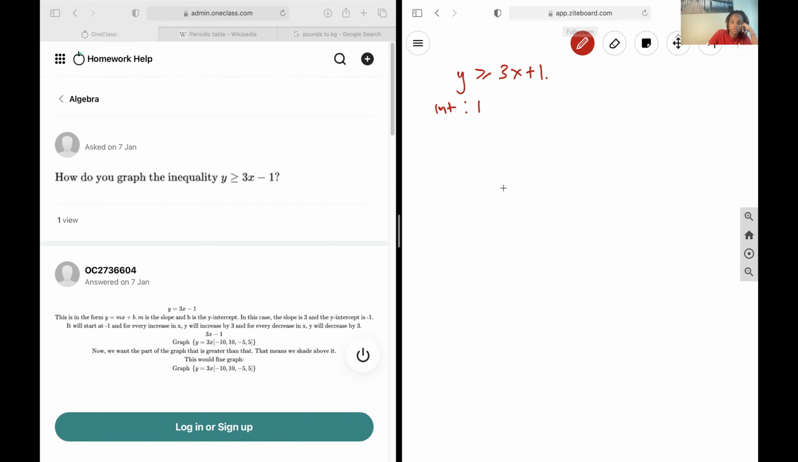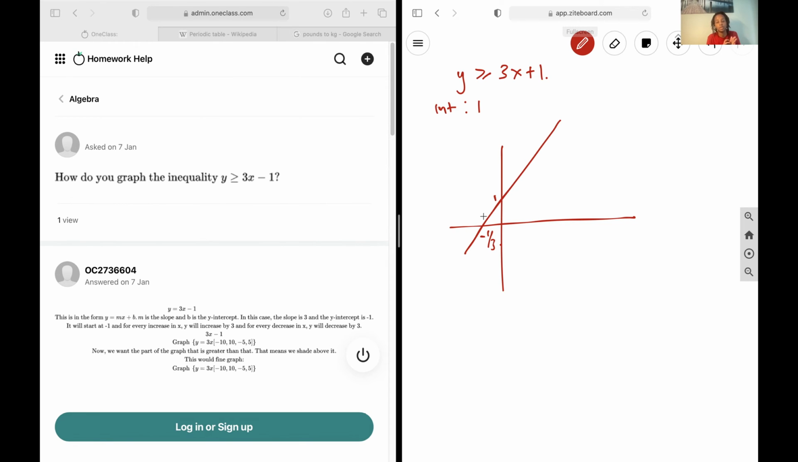So I know that the function should look something like this. Its slope is positive, so it should look something like this, and this will be the point 1. And this will be the point -1/3.